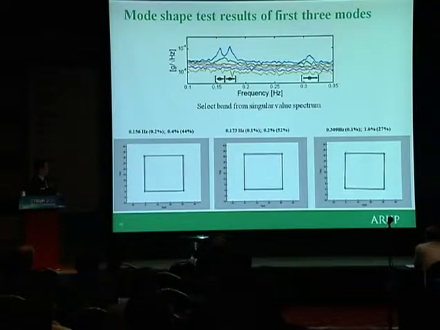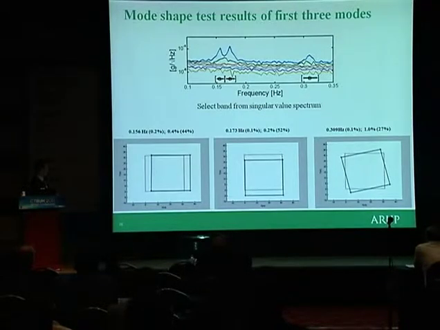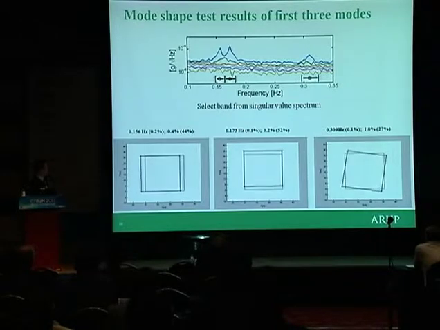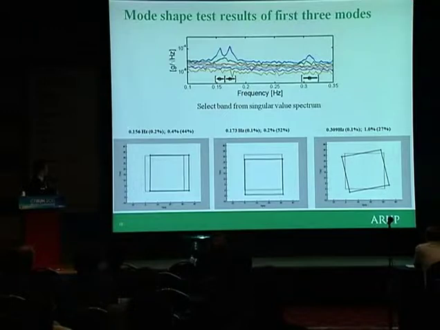This shows the first three modes of vibration of the building. The first two modes are translation, and the third is torsional. And the frequency is 0.15 hertz.